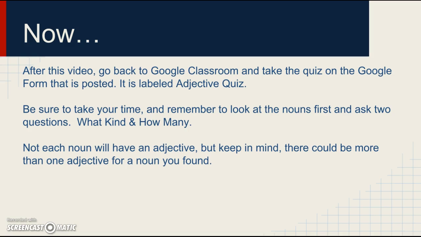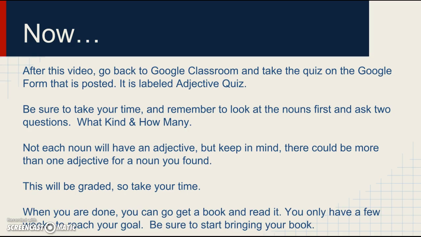Not each noun will have an adjective. Remember, not every noun will answer the questions what kind or how many. But keep in mind, there could be more than one adjective for a noun you found. And remember, look before and after the noun. It could come before or after, but the biggest thing is, find the noun, ask what kind or how many. This will be graded. This quiz you're taking on Google Forms will be graded, so take your time. Don't hurry through this. I want to make sure you guys get a good grade.